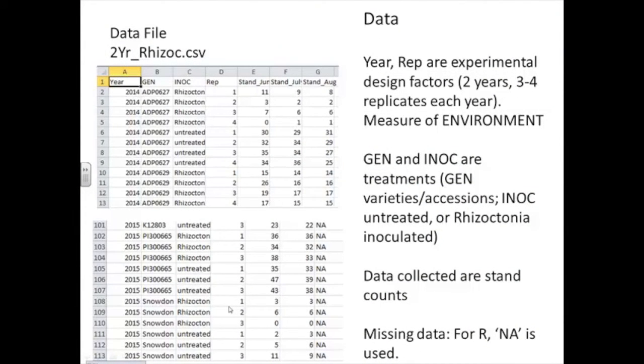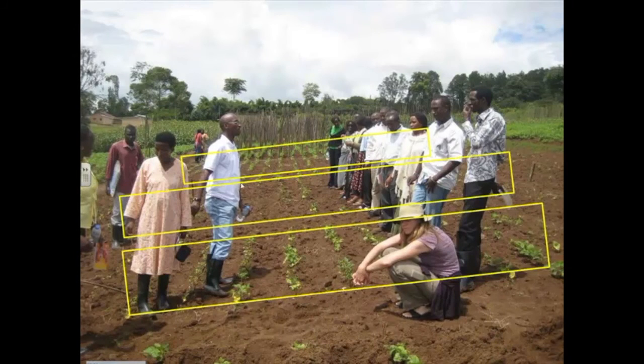So if we're going to look at our data, the data that was provided to you is in this file called 2year.rhizoc.csv. So year and rep are experimental design factors. So there are 2 years worth of data, and there are 3 to 4 replicates each year. Okay, and just to emphasize, in this field there are 1, 2, 3 replicates shown.